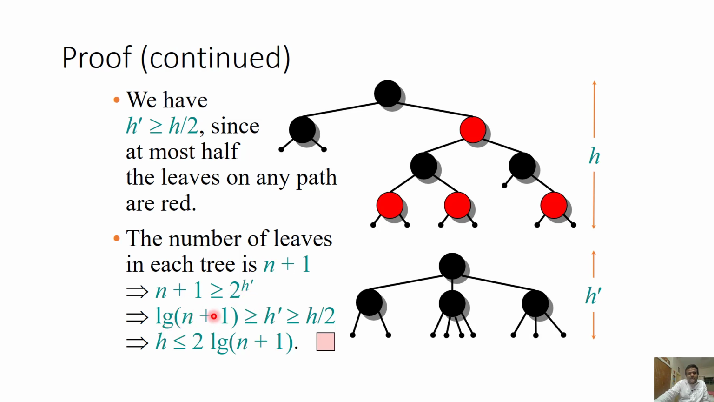So, h prime is less than or equal to log of n plus 1, this is base 2, and log is a monotonically increasing function, so we can write that. Basically, h is less than or equal to 2 log of n plus 1. So, it is big O of log n, because this is a constant and we can ignore it. So, the height is order of log n.